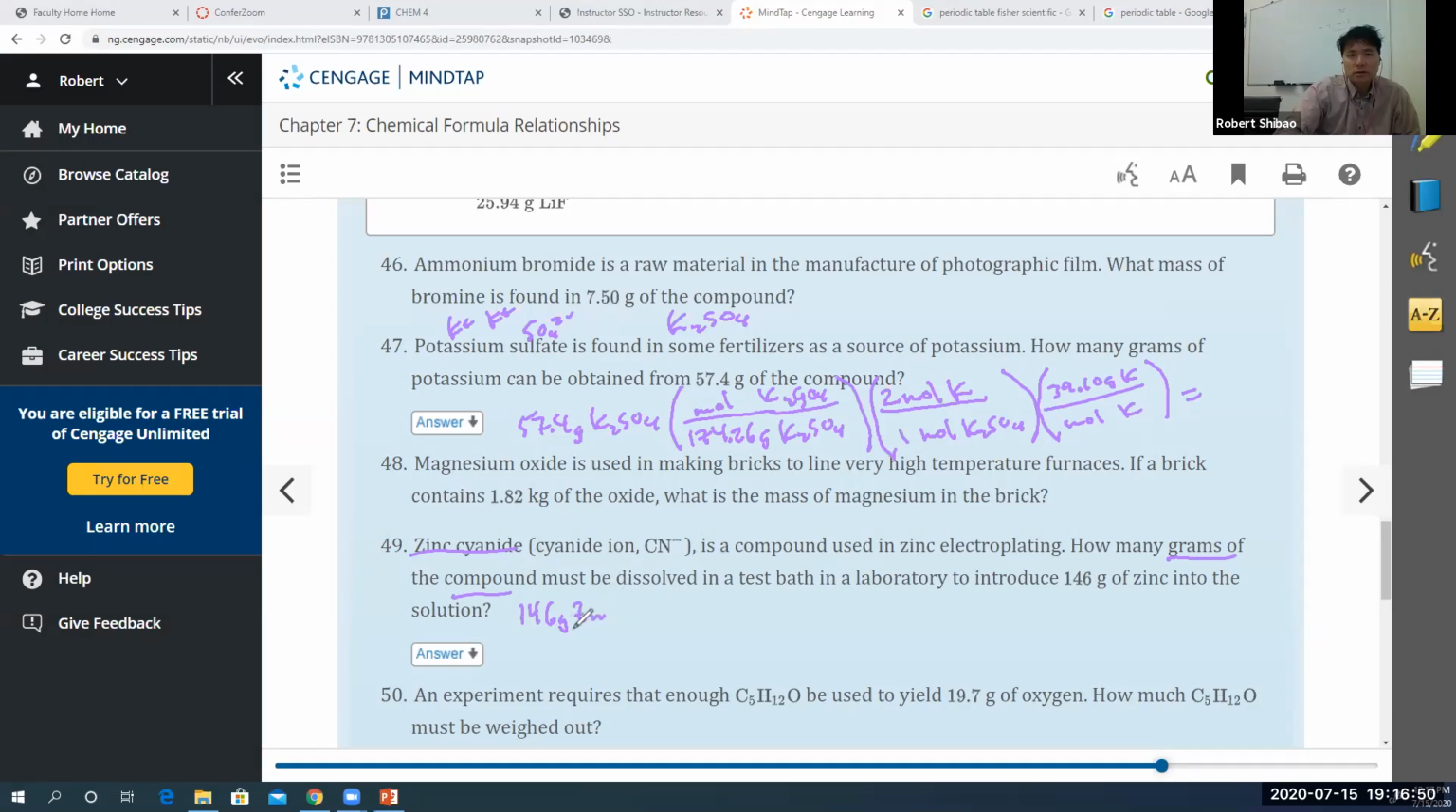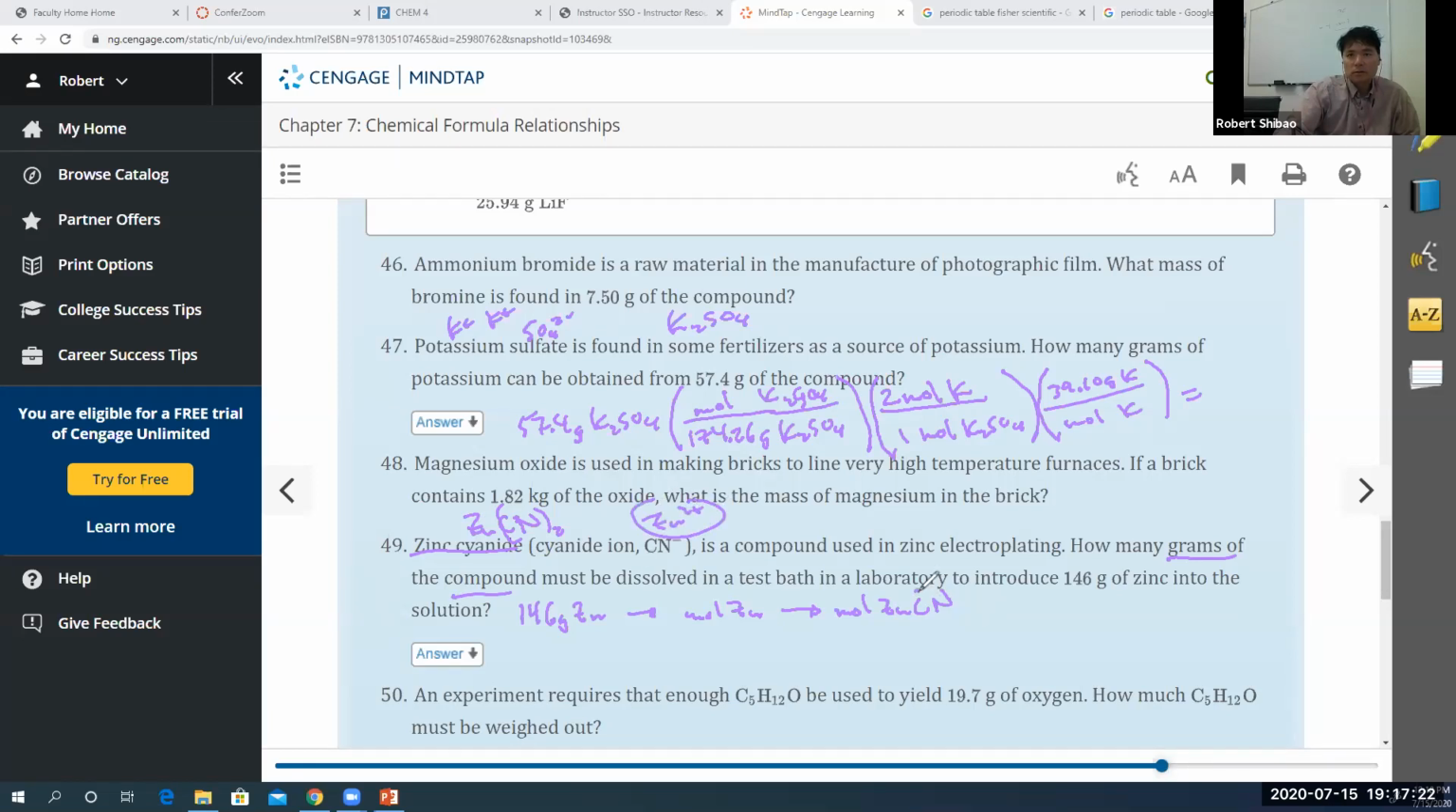This is what I would do myself. This kind of strategy: I'm going to go from grams of zinc to moles of zinc using the molar mass, inverted. Then I'm going to go from moles of zinc to moles of zinc cyanide, because I know that for every zinc, cyanide is CN minus, and zinc is a fixed charge. Remember, zinc is fixed charge at 2+.